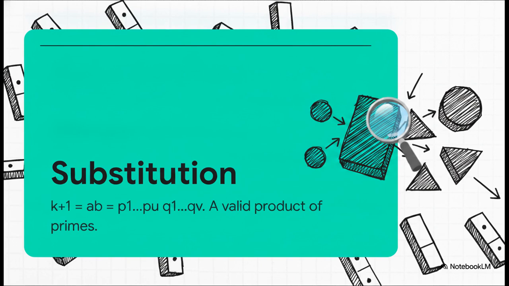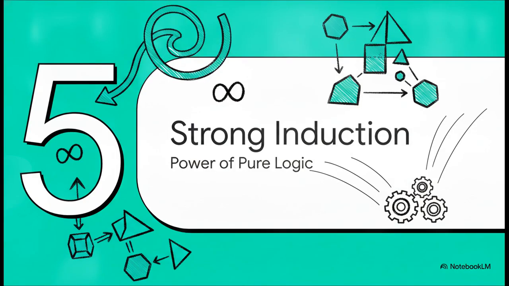By simple substitution, if k plus 1 equals a times b, we just swap our prime strings back in. Multiplying those smaller prime factors back together gives us one massive, valid product of primes for k plus 1. We literally just used the prime factorization of smaller, older dominoes to successfully smash the k plus 1 domino. And that perfectly demonstrates the power of strong induction.